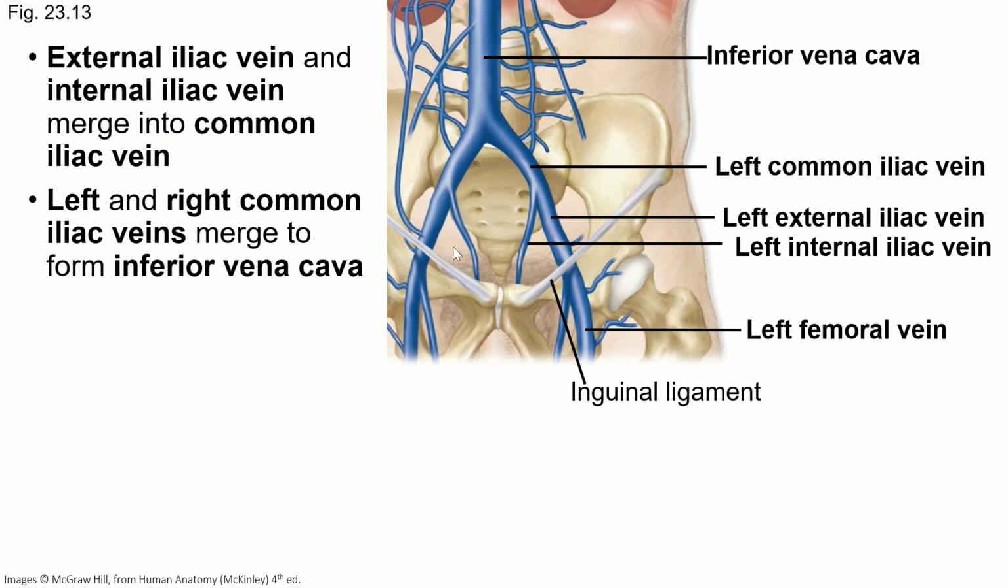The left and right external iliac veins then fuse with the right and left internal iliac veins to create common iliac veins. Again, left and right common iliac veins. And then the fusion of the left and right common iliac veins creates the inferior vena cava. And the inferior vena cava then travels up through first the abdominal cavity and the thoracic cavity, and eventually dumps the deoxygenated blood into the heart.